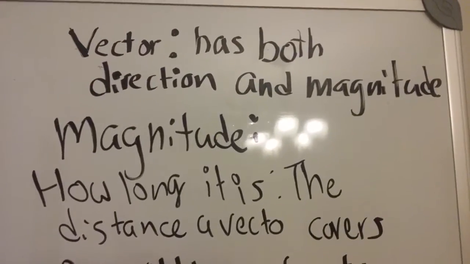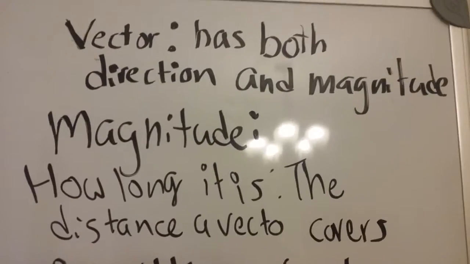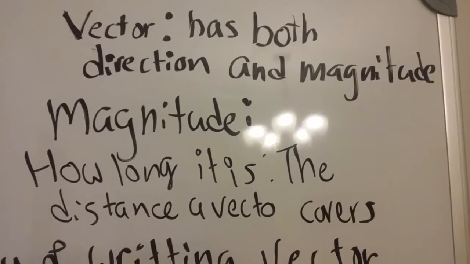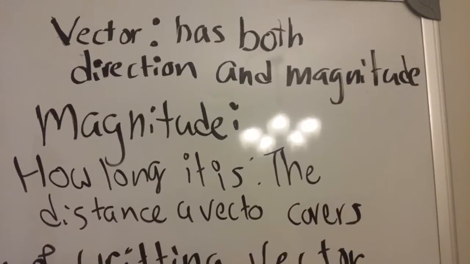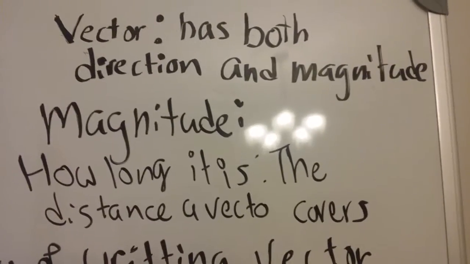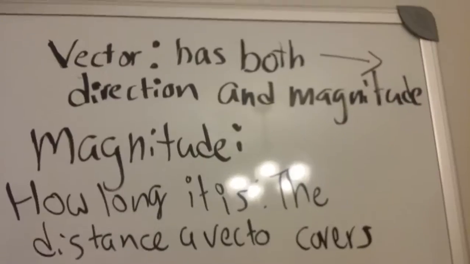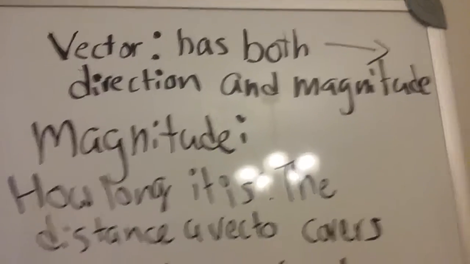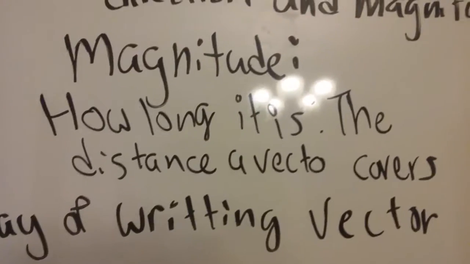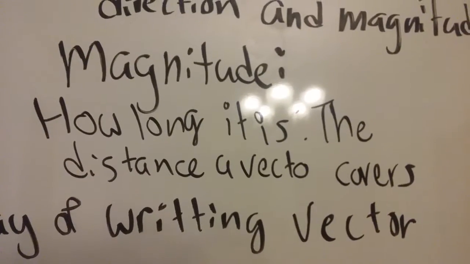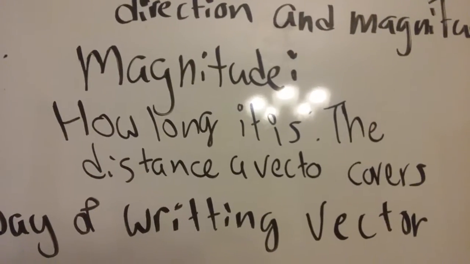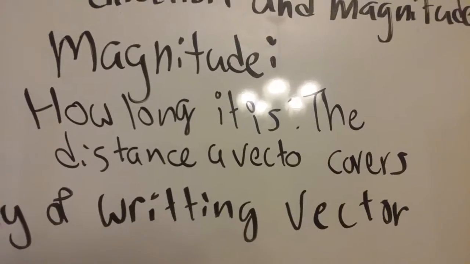So the first terminology that we'll need to know today is what is a vector. A vector has both direction and magnitude. It looks like a little arrow, like that, right there. Our second term is magnitude, and that is how long it is or the distance a vector covers.